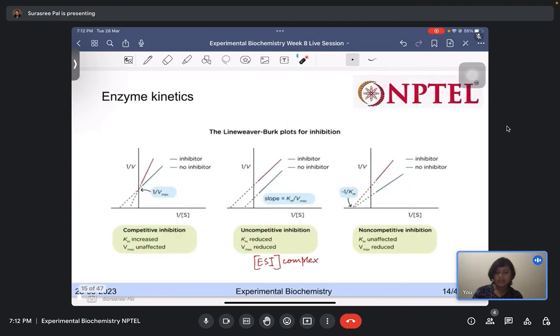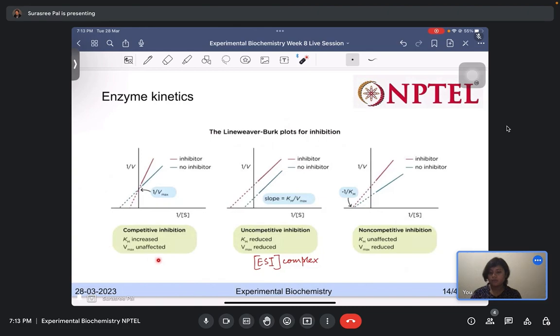So that is why in case of uncompetitive inhibition, we will see that the Km value will reduce and the Vmax will also reduce in this case. Because of this inhibition, there will be less reaction occurring, right? When the inhibitor will bind to the ES complex, there will be a reduction in Vmax.